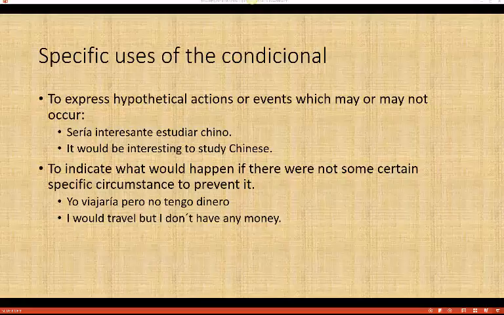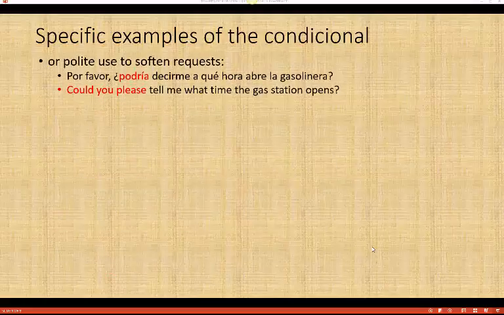So next we have to indicate what would happen if there were not another or some certain specific circumstance to prevent that. And this becomes a little bit like using subjunctive with the if clause later, but it is not an if clause. So, yo viajaría, I would indeed travel, but there's a circumstance, there's something in the way that's preventing me from doing that. No tengo dinero. Okay? So then again, this is the would, the could, the must have, the probability of. So, yo viajaría, condicional, pero no tengo dinero. Okay? These are just some basic examples, a few more and we'll be done with this.